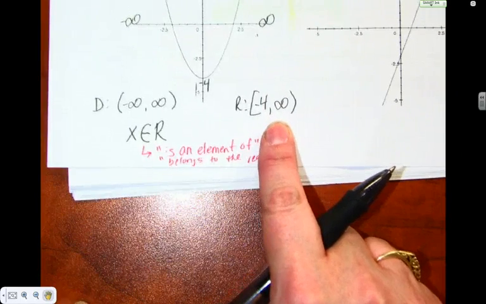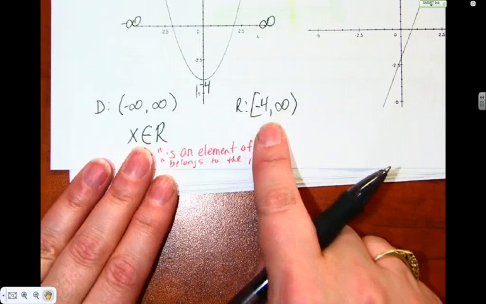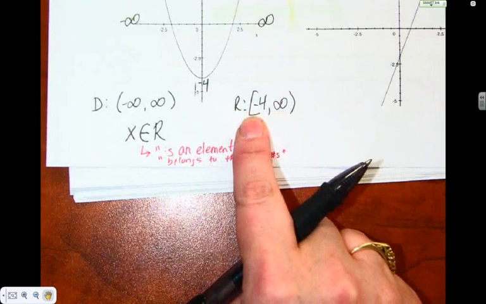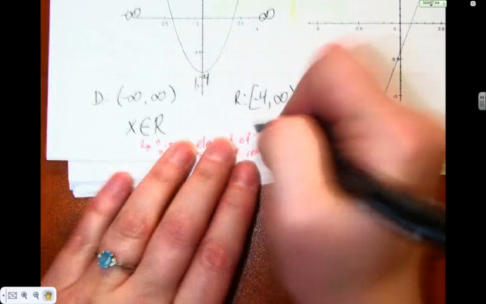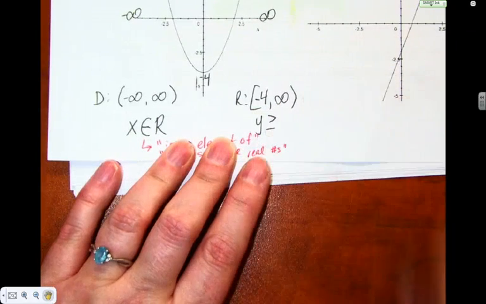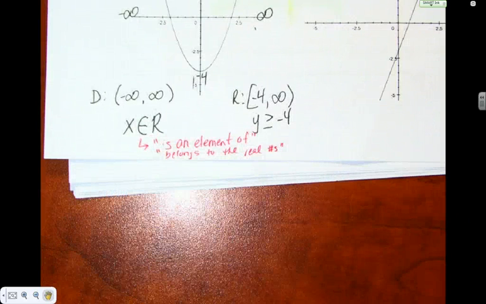Whew, okay, I have a number and I have infinity. That always makes us happy because there's no x ∈ R in this one. How do I say all the numbers that are bigger than negative 4? y is greater than or equal to negative 4. Whew, how are we doing so far?